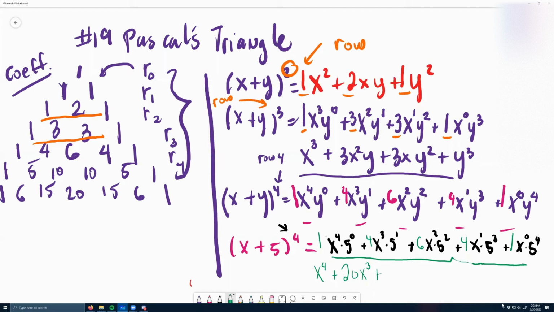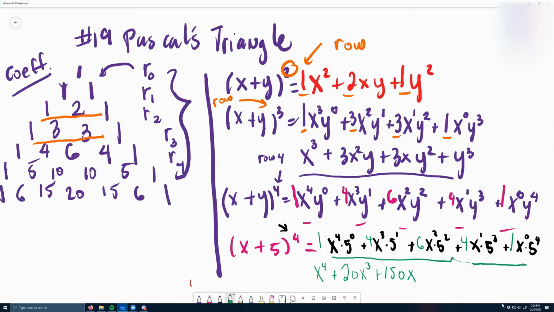Plus, this is 5 squared times 6. Now I'm going to actually start needing a calculator. I should just ask my Alexa, what is it? This is 5 squared times 6, which is 25 times 6. I think that's 150.